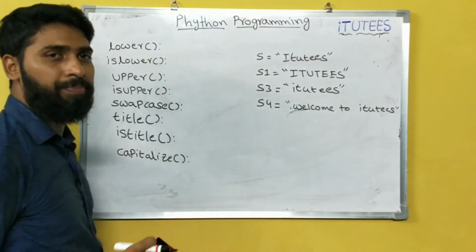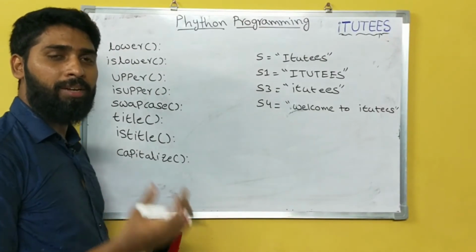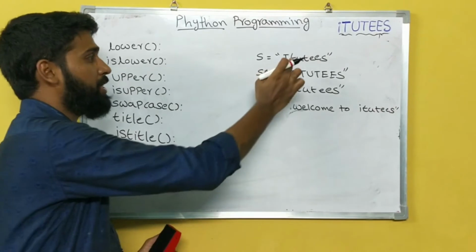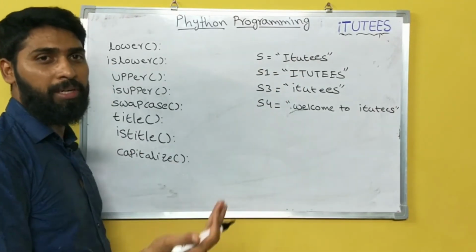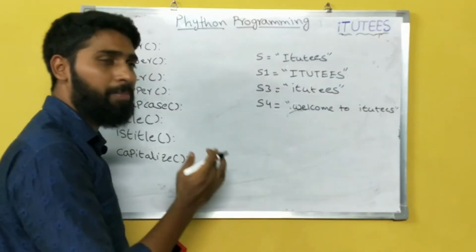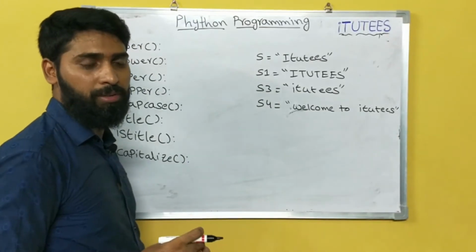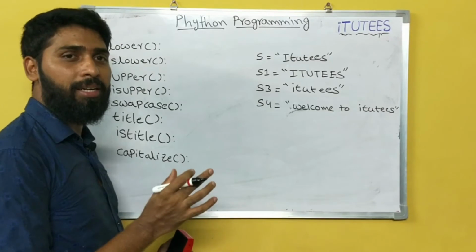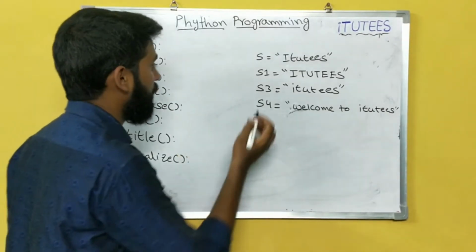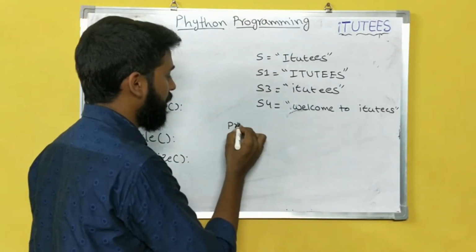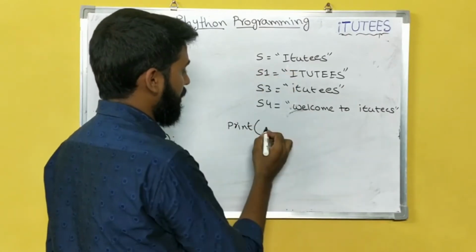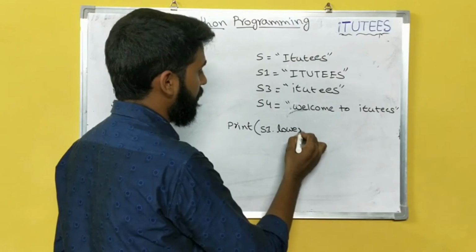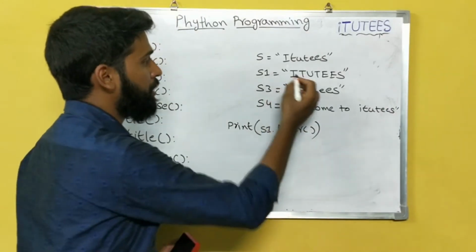So what is the lower? So lower function can convert all the letters into lowercase. Actually it cannot change the s. It only prints small letters. So that means why? Because string is immutable. Once we assign the string, we cannot change the content in the string. So for example, I print s1 dot lower. What it prints? It prints all small letters, ITUTEES.